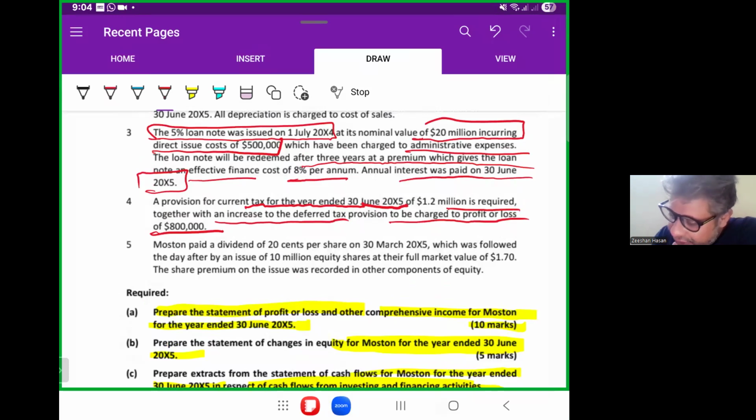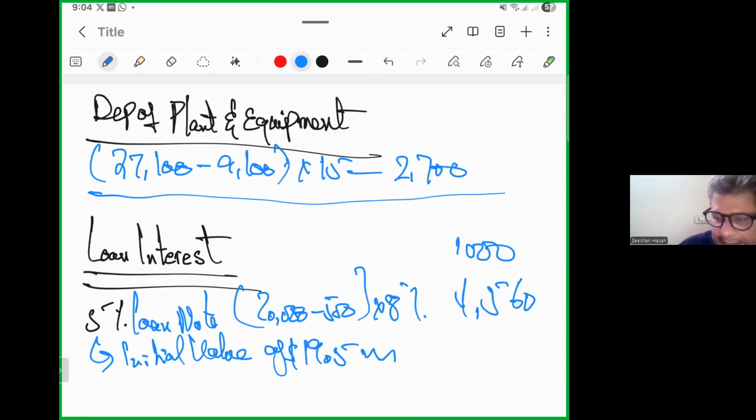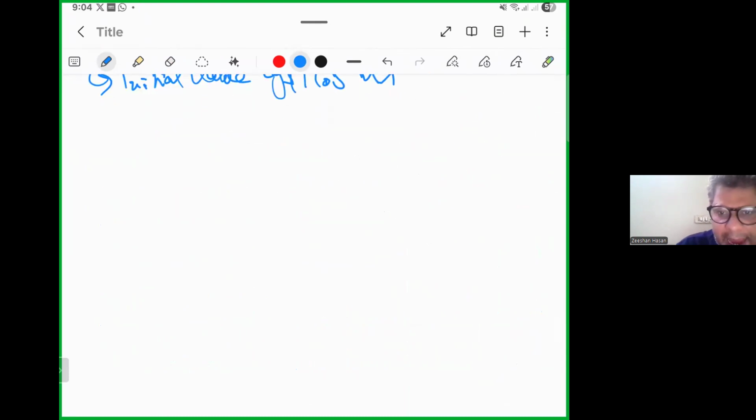Then we have Moston paid a dividend of 20 cents per share on 30th March 2005, which was followed the day after by an issue of 10 million equity shares at the full market value of 1.70. The share premium on the issue was recorded in other components of equity. So let us solve this one. Dividend paid and share issue.